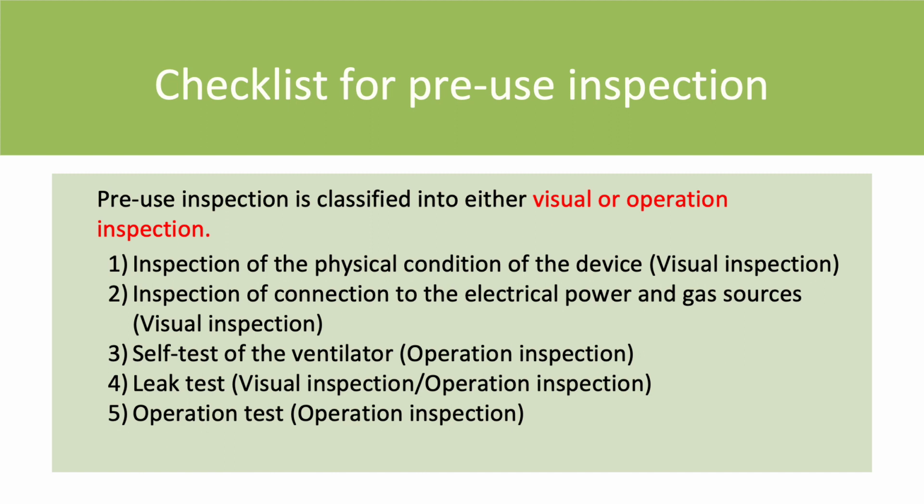The pre-use inspection consists of the items 1 to 5. Those items are categorized into either visual inspection or operational inspection. This lesson covers the inspection items for a typical ventilator. For the details of actual inspection items for each ventilator, make sure to refer to instruction manuals issued by each manufacturer.